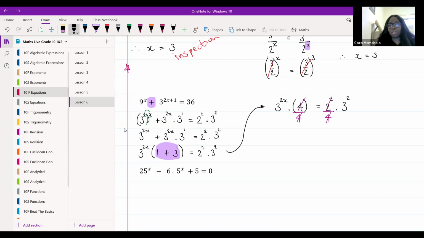So my final answer is actually 3 to the power of 2x is equal to 3 to the power of 2. And now that I have like bases, I can just drop my bases and solve for my exponents. 2x is equal to 2. Therefore, x is equal to 1. All right. And that's the final answer.